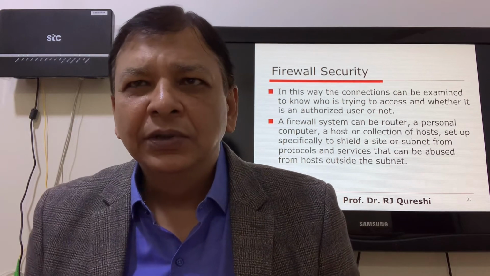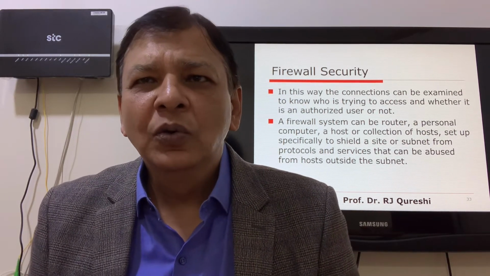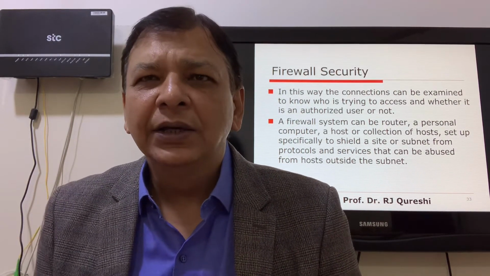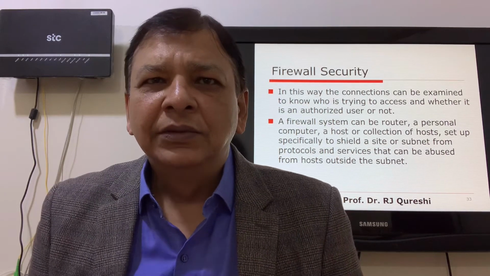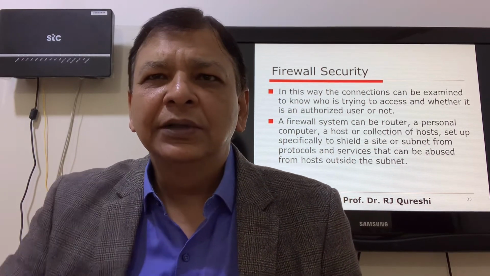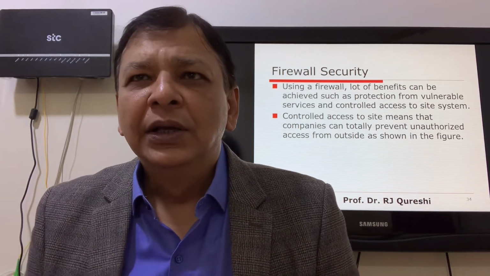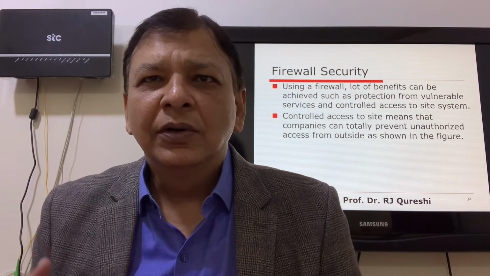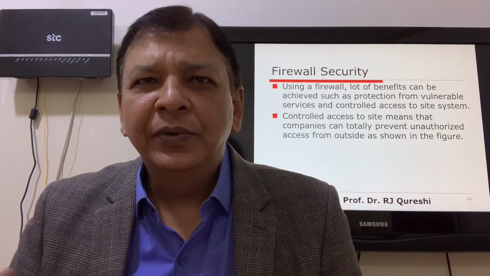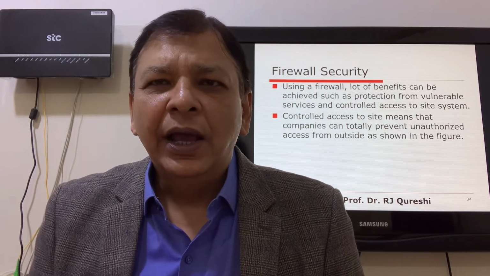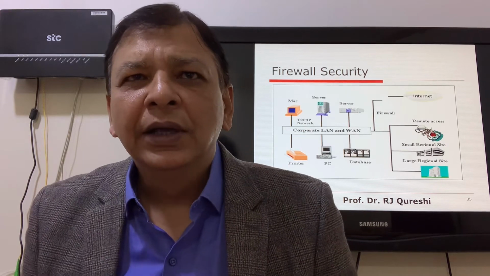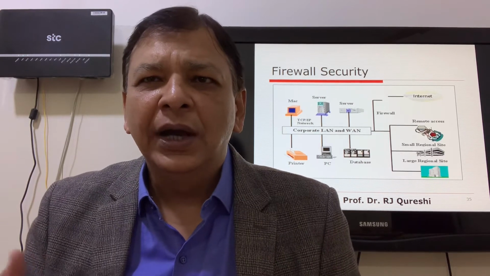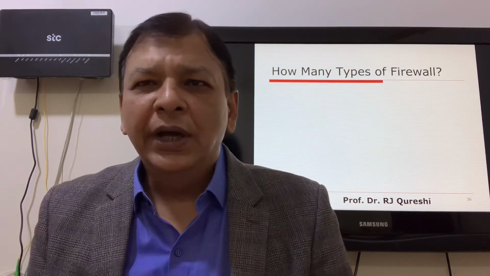A firewall system can be a router, a personal computer, a host or collection of hosts set up to protect the network, to protect the site from protocols and services that can be abused from hosts outside the subnet. There are a lot of benefits of using a firewall, such as protection from vulnerable weak services and control access to the site. Control access to the site means the company can totally prevent unauthorized access from outside, as shown in the figure. Like we have an intranet and there is a firewall that is totally protecting the network and totally stopping unauthorized access from the outside.